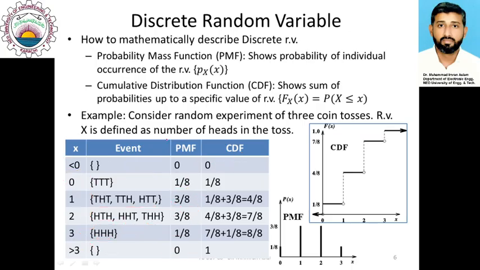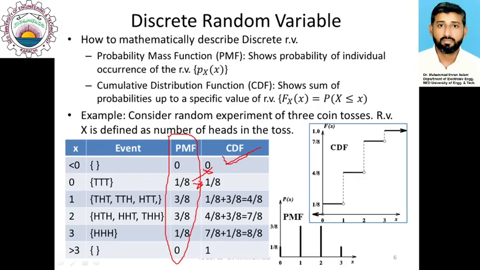So these are representing the values of the probability mass function. However, for CDF, as I mentioned earlier, CDF corresponds to the sum of all probabilities until that point. So for x less than 0, of course CDF is 0, because there is no sample point before that. So there is no probability of having x less than 0. However, for x less than 1, we have probability 1 by 8. So if I add 1 by 8 to 0, you would see that the result comes out to be 1 by 8.